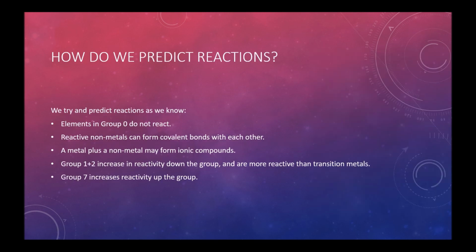So how do we predict reactions? We try and predict them using the facts we know, such as the elements in group 0 don't react. Like group 7, the reactivity increases up the group. So if you're adding chlorine to iron bromide, the chlorine is going to displace the bromide. This is one way that we try and predict reactions.